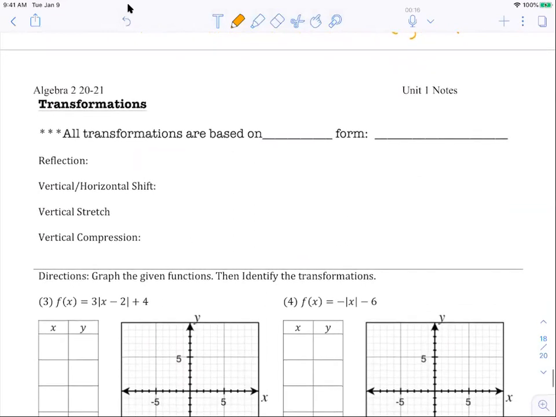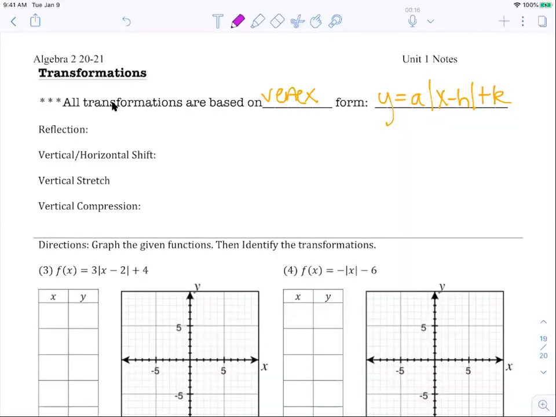And if you remember these from Algebra 1, fabulous, you're ahead of the game. If you didn't though, we're only going to stick with the 5 main ones. The first of which is a reflection. Now, all of these come from that standard form, but they're all based on vertex form, which for an absolute value function is y equals a times the absolute value of x minus h, plus k. And again, remember (h, k) is your vertex.